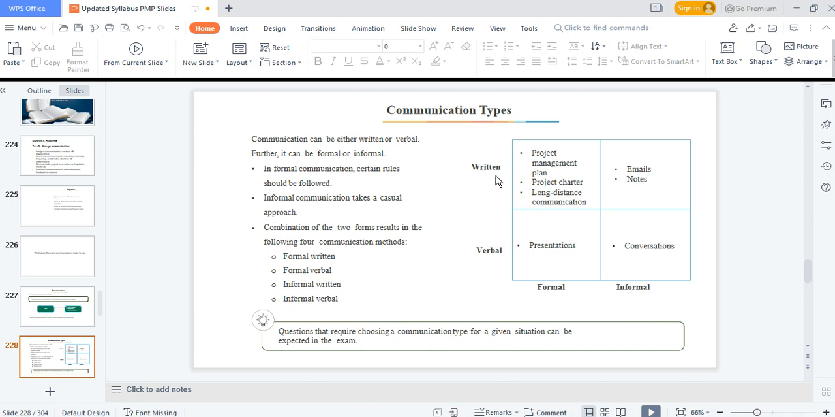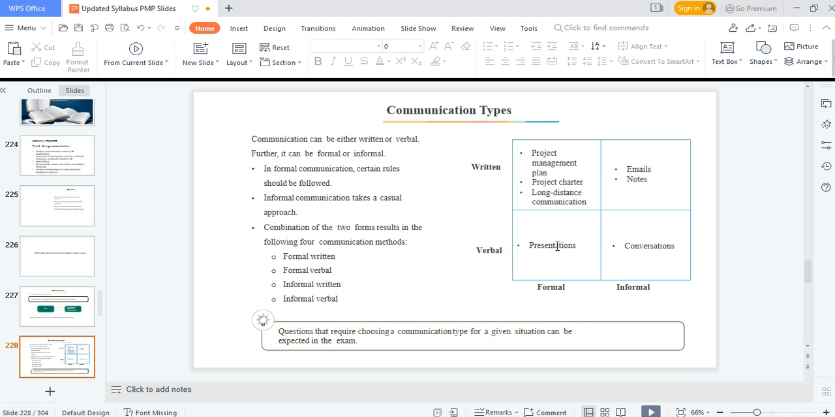Now, project communication can be written, and if it is formal, things like a project management plan, a project charter, a long distance communication. It can be informal, whereas still written, like email, notes, WhatsApp conversations, text write-ups, all of that. Those are informal. And at times you want to go through a formal means for verbal presentation. So you come, you run through your slides and you do some presentation, right?